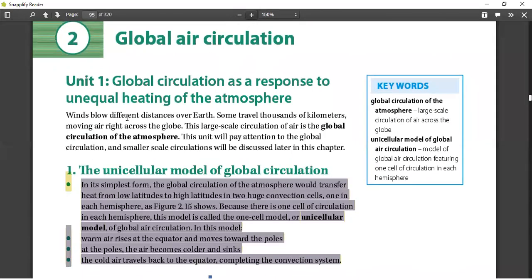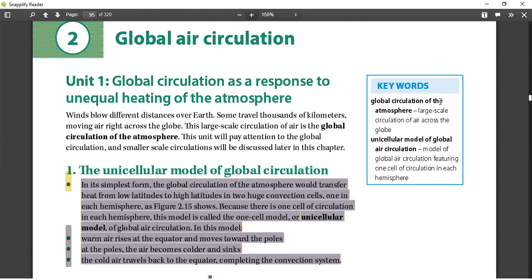Winds blow different distances over the earth. Some travel thousands of kilometers, moving air right across the globe. This large scale circulation of air is the global circulation of the atmosphere. This unit will pay attention to the global circulation, and smaller scale circulations will be discussed later in this chapter.